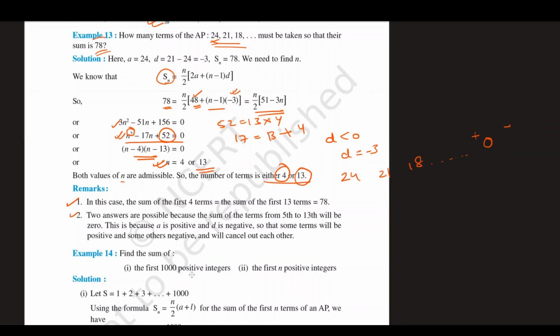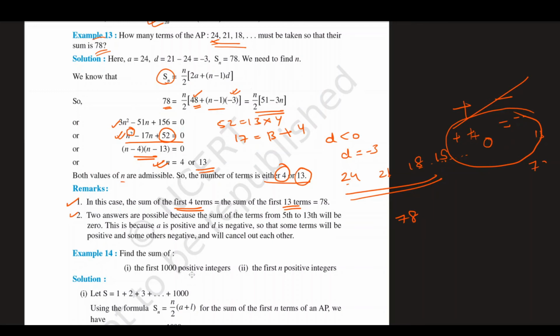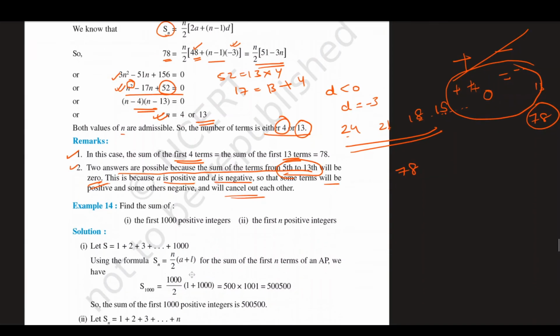In this case, the sum of the first 4 terms is equal to the sum of the first 13 terms. Suppose this sum of 4 terms is 78. Now there will be some positive terms and then negative terms up to the 13th term, so all these plus and minus terms cancel, and we again get 78 as the sum. So this is the answer. Two answers are possible because the sum of the 5th to 13th terms will be 0. This is because a is positive and d is negative, so the terms cancel out each other. So it is a reasoning.